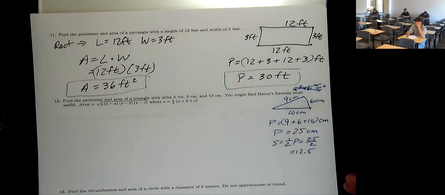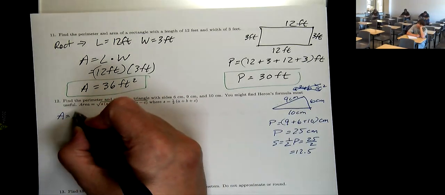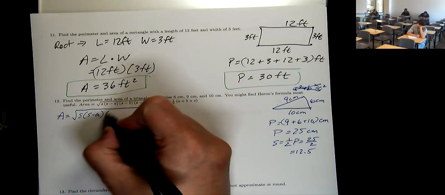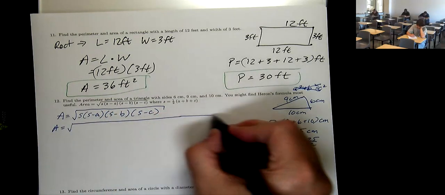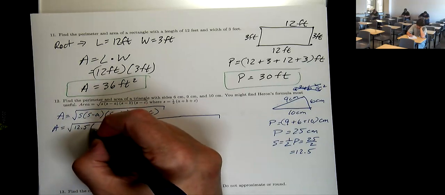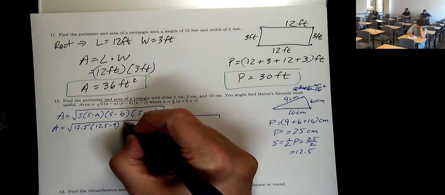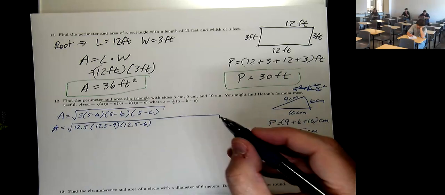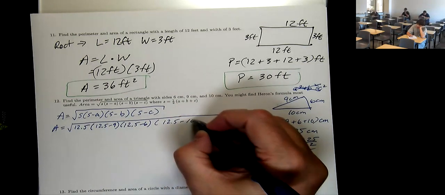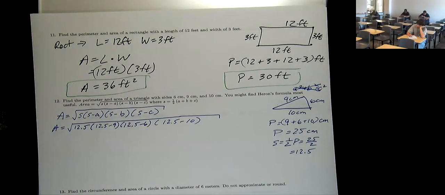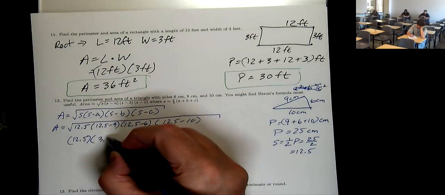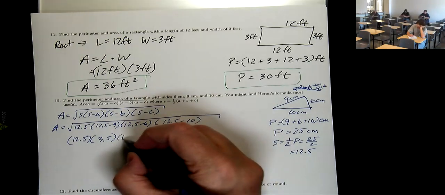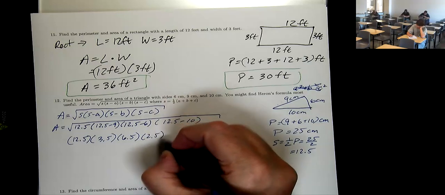All right, so it says we can use Heron's formula, and Heron's formula is the square root of S times S minus A times S minus B times S minus C. I'm just going to start plugging in. That is 12.5 times 12.5 minus 9 times 12.5 minus 6 times 12.5 minus 10. So I have 12.5 times 3.5 times 6.5 times 2.5, and then I have to take the square root.